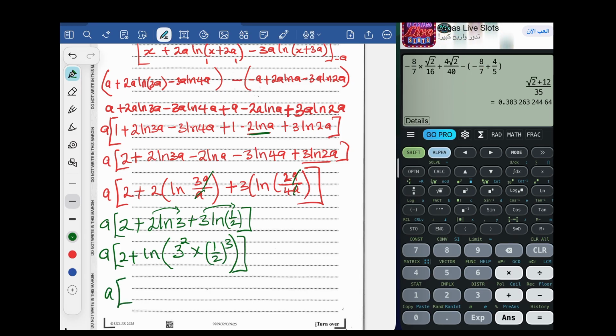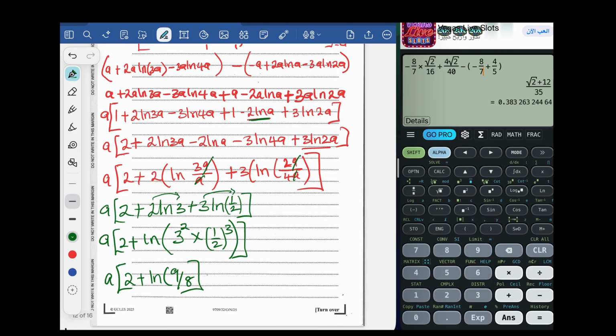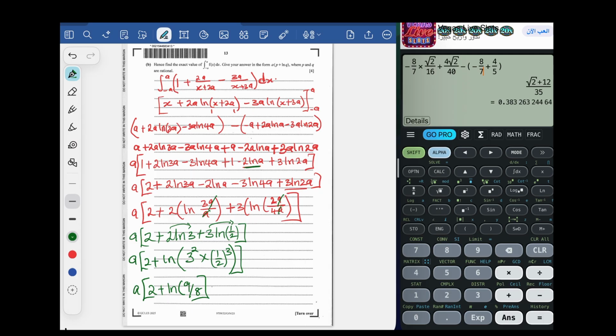So 2 plus ln 9 over 8. So this should be my answer: 2 plus ln 9 over 8. Yeah, that was very long. I think we can also simplify from here directly, depending on how you look at the problem.